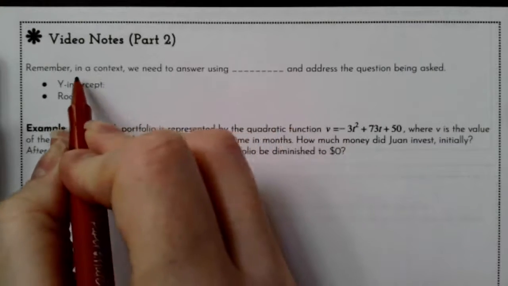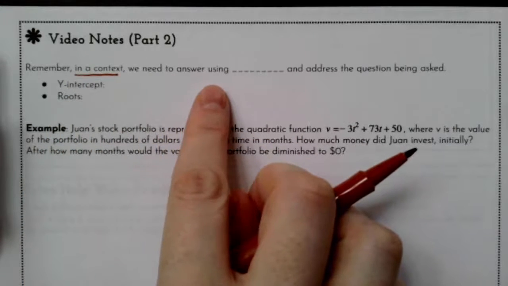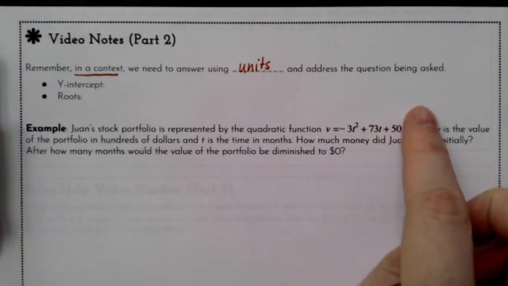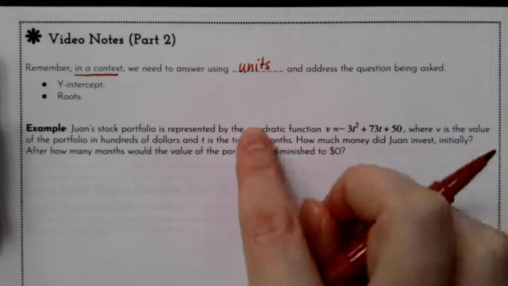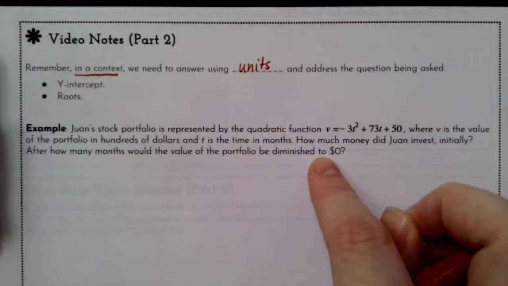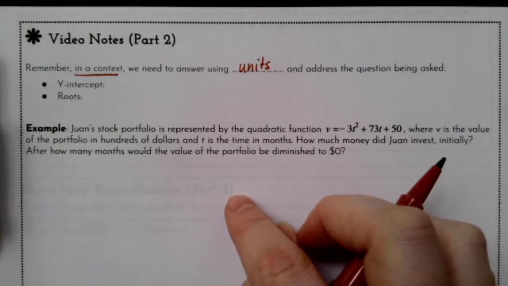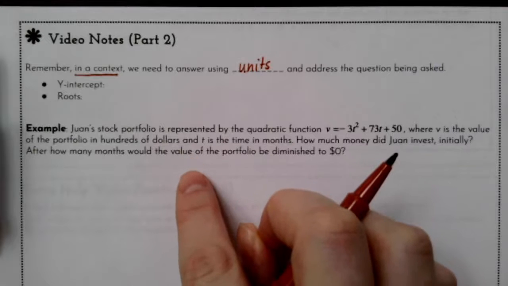a context. In a context, we need to answer using units and address the question that's being asked. When we are given a problem, we want to figure out what it is asking, how we can possibly use the quadratic formula to help us solve it, and then once we get a numerical answer, how do we apply that to the context? How do we actually answer the question?